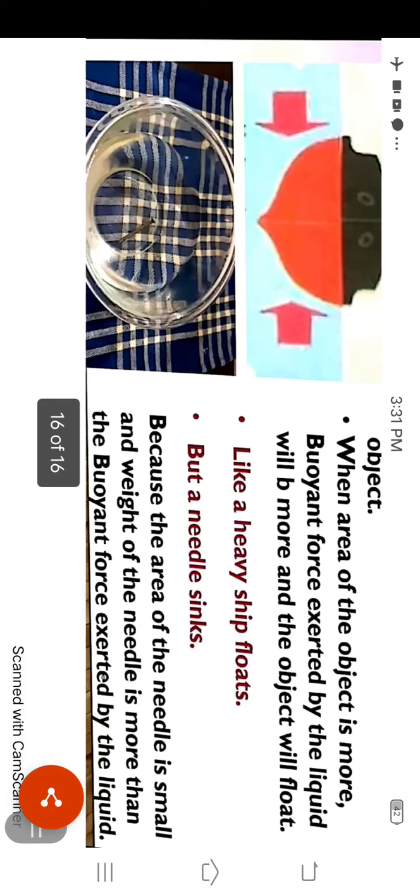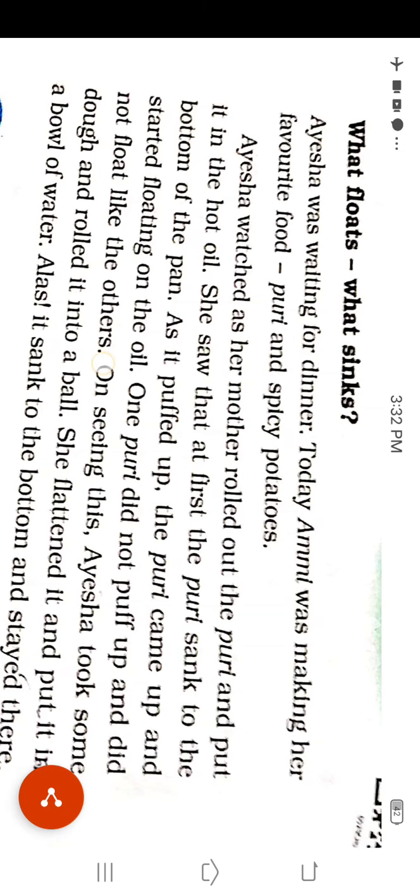And why does the needle sink? Because the area of the needle is small and the weight of the needle is more than the buoyant force exerted by the liquid. That is why the needle sank in the water. Now let's start the chapter.